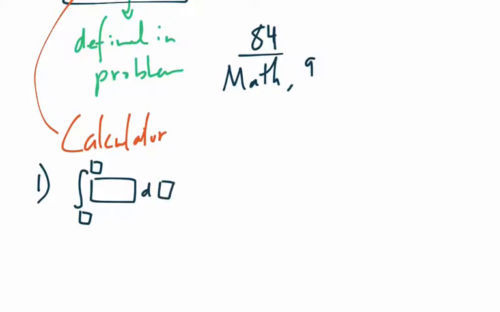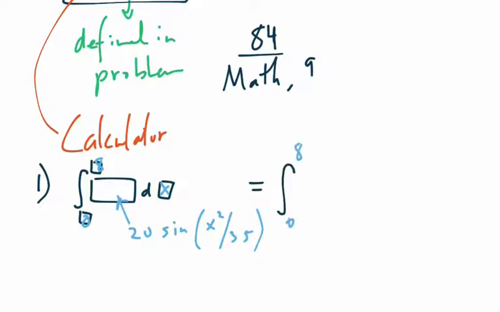Okay, and what you would do here is you would type in your limits and the values. So you would type in a 0 here, and you would type in an 8 here. You would put x here, because the independent variable that your calculator uses is x. And then you would type in here your rate in. You would type in 20 sine of x squared over 35. Or, and here's the better option, you would type in this. Same limits, 0 to 8. You would also do the dx at the end.